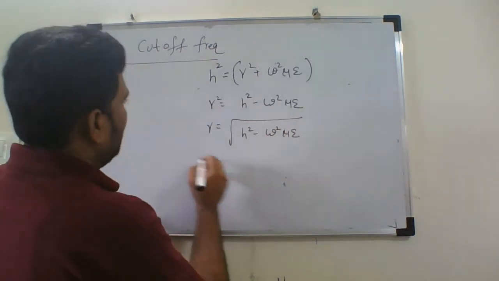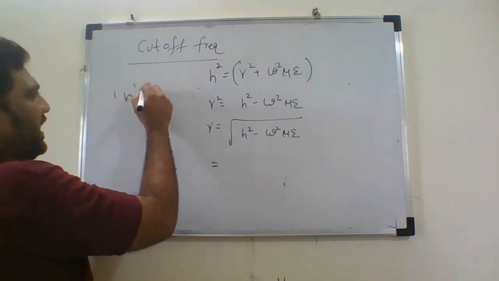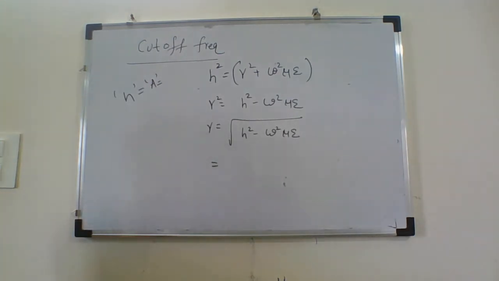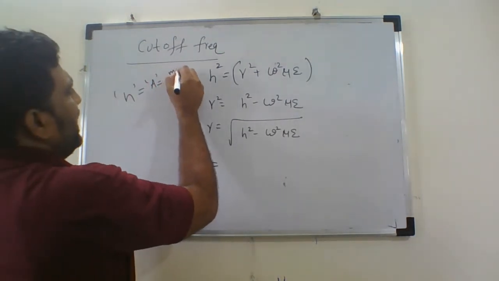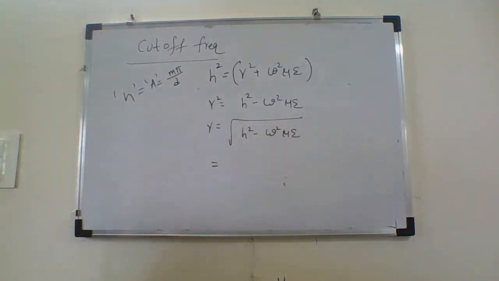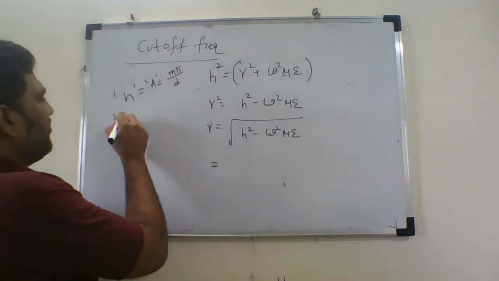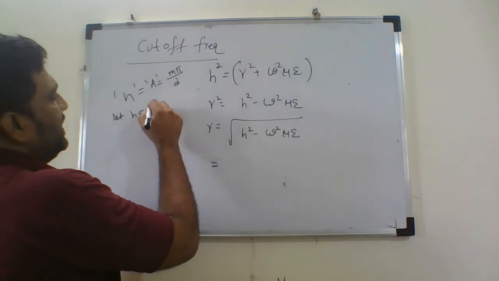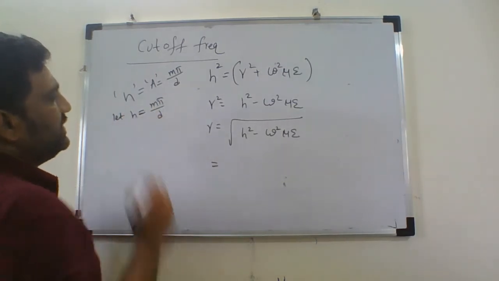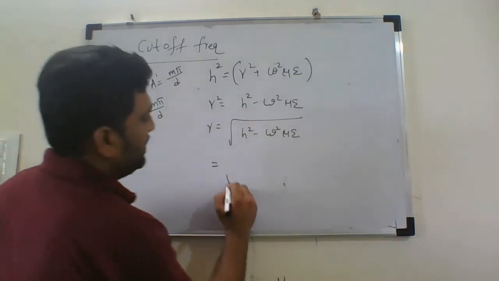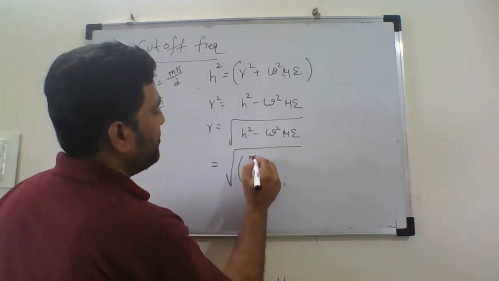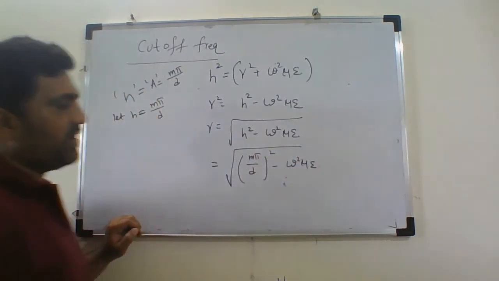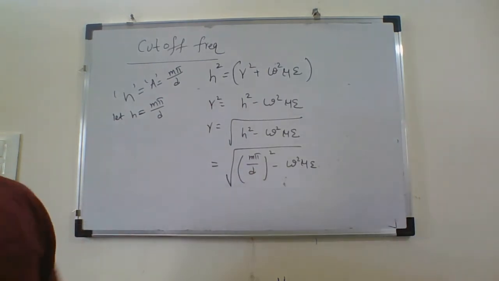So from this, now assuming that this constant h is the same as the constant a that we took for the calculation, which we got as m pi by d. So we got the value. We can also derive that, that's not a big issue, but it's not required. So we get the value of h as m pi by d. So let us substitute that here. So gamma is equal to root of m pi by d whole square minus omega square mu epsilon. Correct, so this is the expression we got.